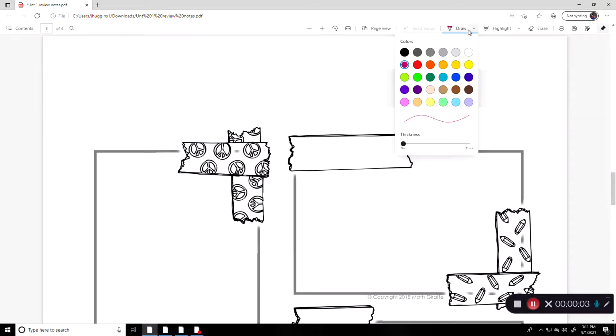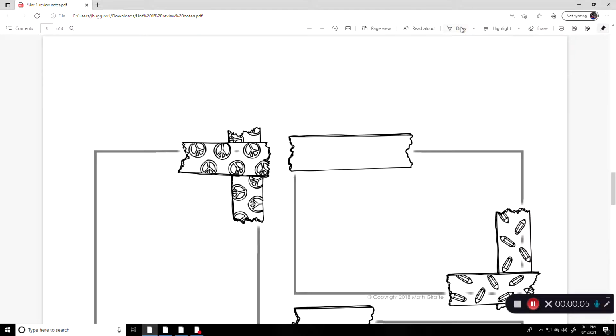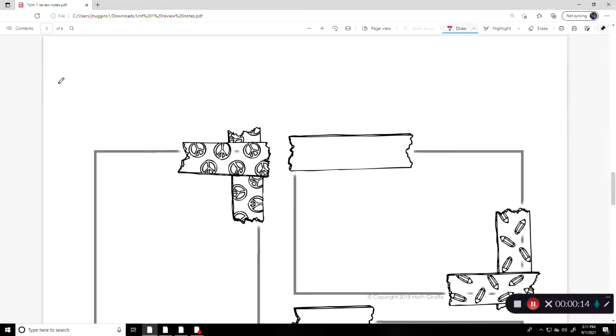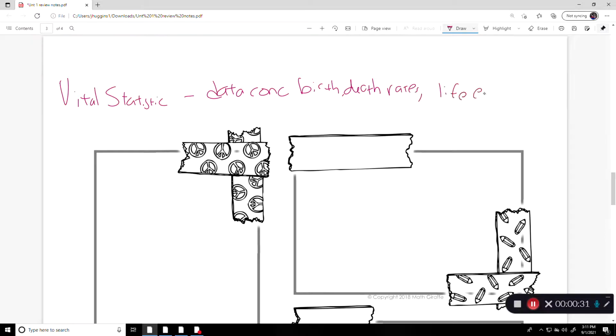So now let's look at that last bit of stuff we did, which was 7D and scientific notation. A big part of 7D was that we were talking about vital statistics. Vital statistics is any kind of data we have concerning birth rates, death rates, life expectancies, those sorts of things.